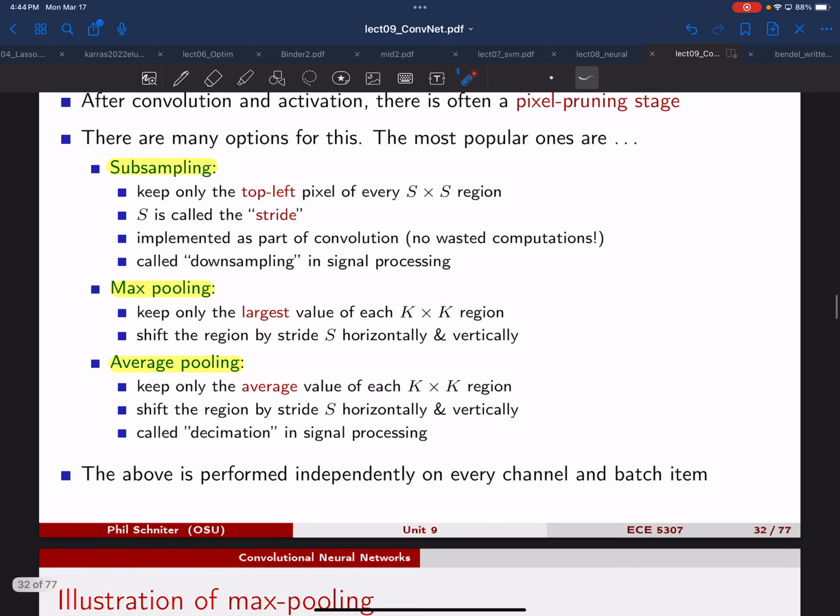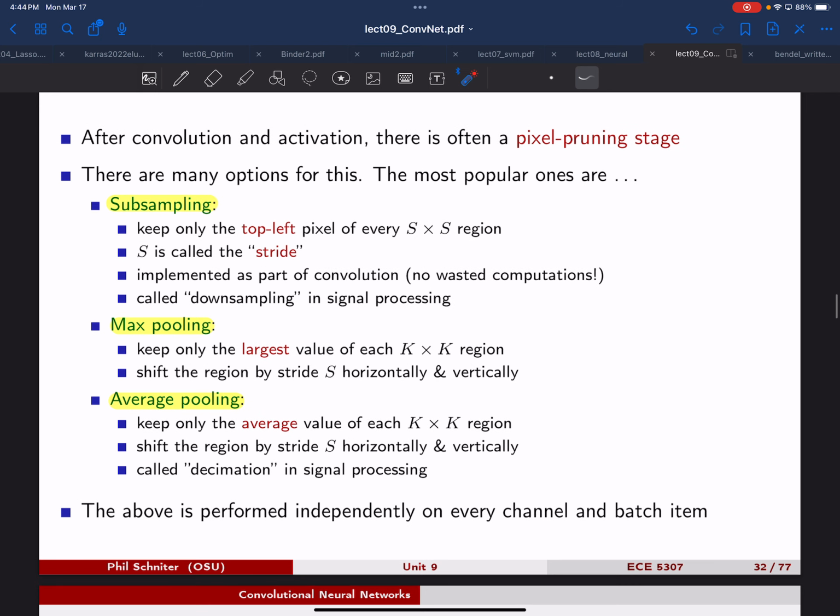And in signal processing, that's called polyphase methods, polyphase downsampling. Okay, so that's subsampling. Any questions on that?